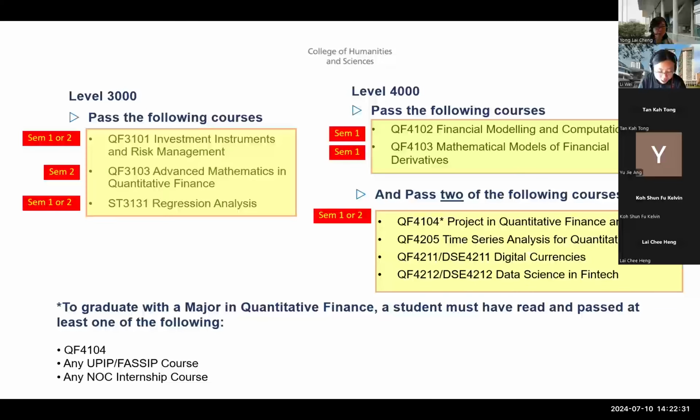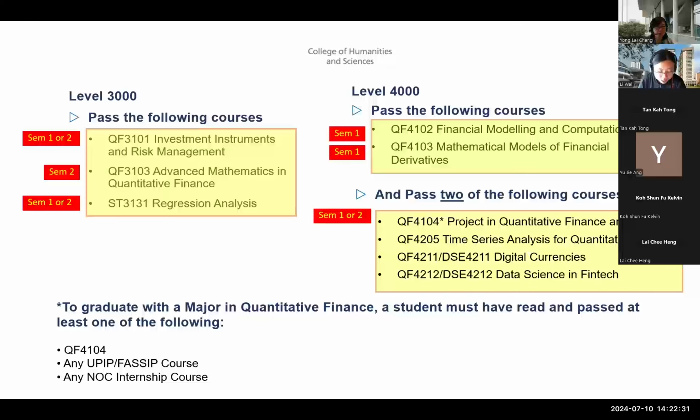The other two courses, QF 4211 will be offered in semester 2 this academic year, and QF 4212 is offered in semester 1 this academic year. But when you go to the 4,000 level courses, you need to check which semester those courses are offered. Okay, I'm giving you the information according to the arrangement of this academic year.